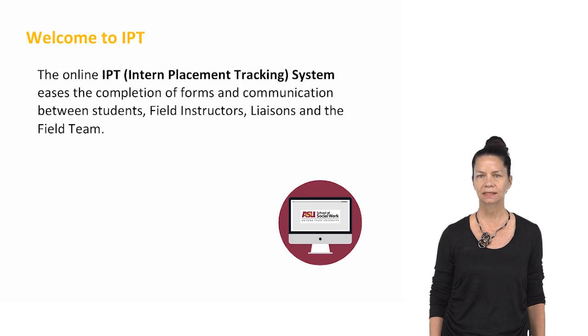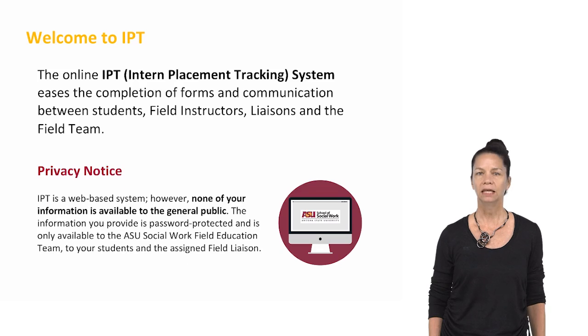IPT is a web-based system. You can use it on any computer, Mac, or PC with internet access. There is no need to download or install any software. The data located within the system is secure and not available to the public. The information you provide is password protected and is available to the social work field education team.